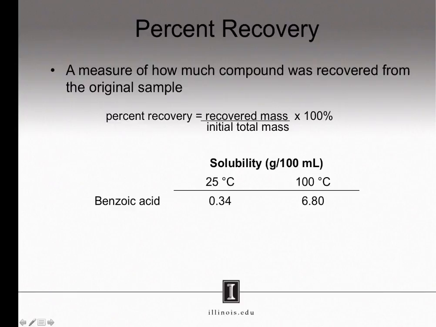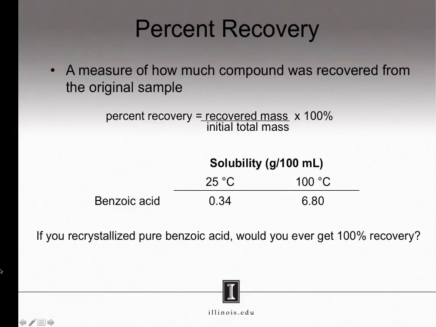This leads into an unfortunate fact about recrystallization. Here on the slide, we have the solubility of a compound called benzoic acid in some solvent at two temperatures, 25 degrees Celsius and 100 degrees Celsius. At 100 degrees Celsius, 6.8 grams of benzoic acid will dissolve in 100 milliliters of our solvent. At 25 degrees Celsius, 0.34 grams of benzoic acid will dissolve in 100 milliliters of our solvent. The question I pose to you is, if we took a pure sample of benzoic acid, would we ever get 100% recovery? Pause the video, take a minute, and think about it.